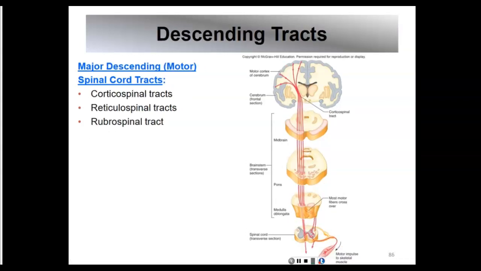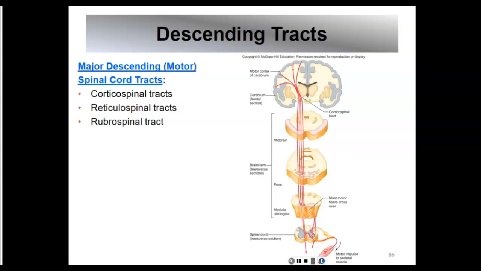Descending or motor tracts, we have corticospinal. So these are going to be a little easier. They all end in the word spinal, meaning it starts in the brain, goes to the spine. So it's going down, has to be motor. So corticospinal is the first one. Corticospinal is important with voluntary muscle control. That's its main job.